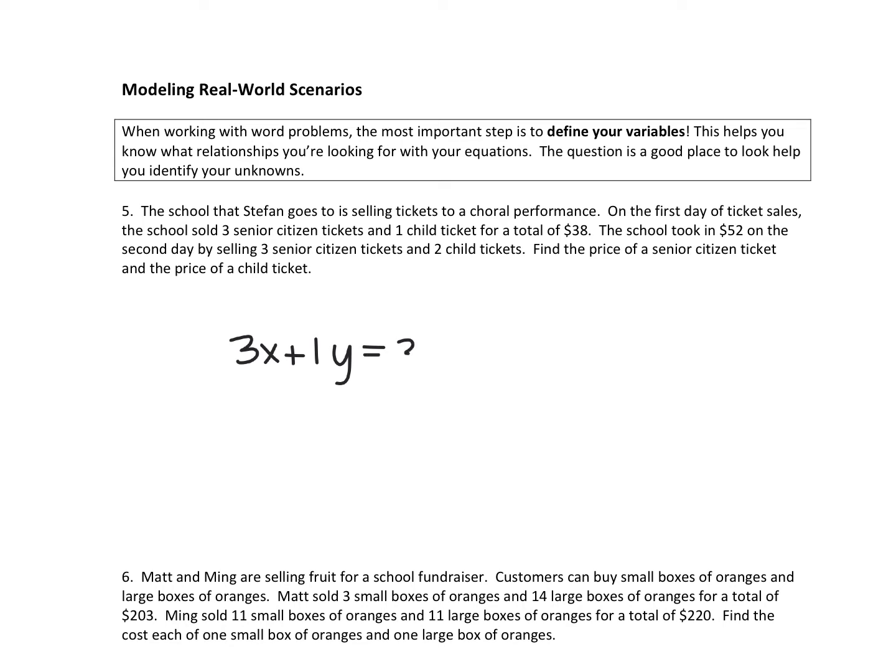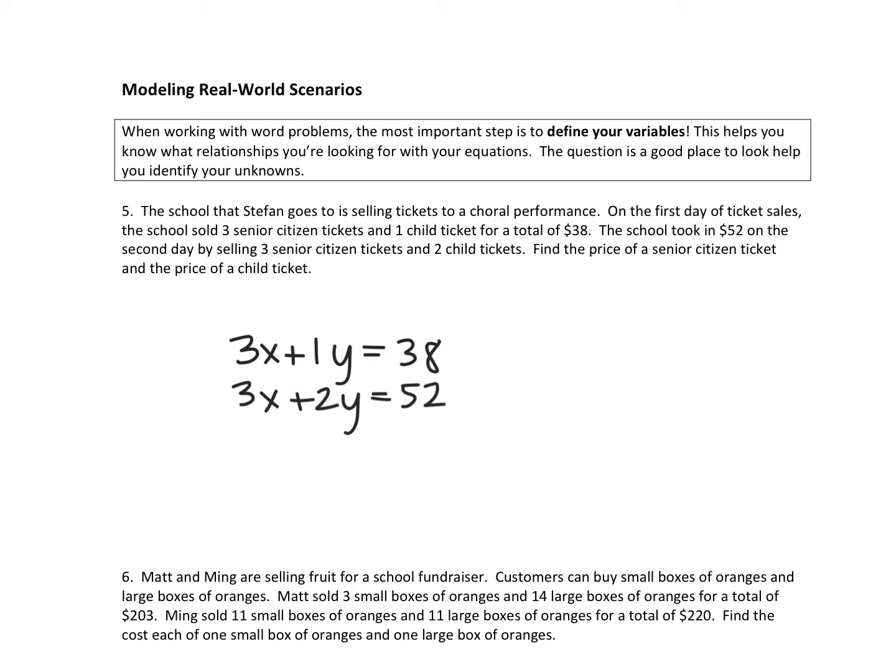3x plus 1y equals 38. And Adriana, what's the other one? 3x plus 2y equals 52. Yeah, so that's coming from that sentence. 3 senior citizen tickets, 2 child tickets for $52. So these both end up being in standard form.